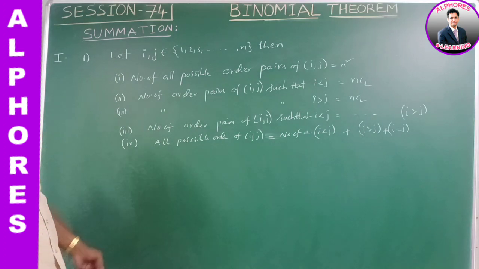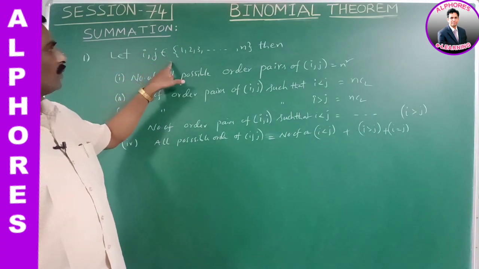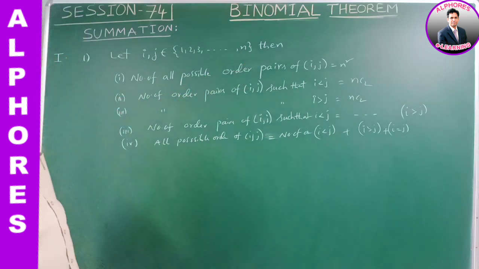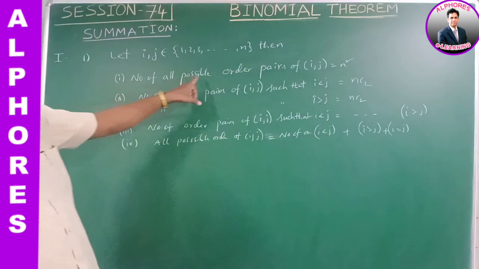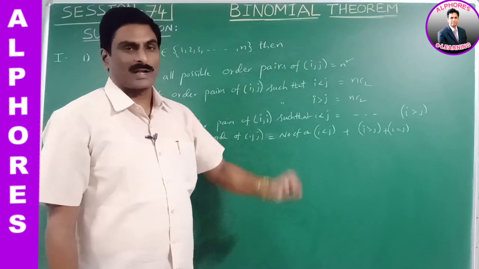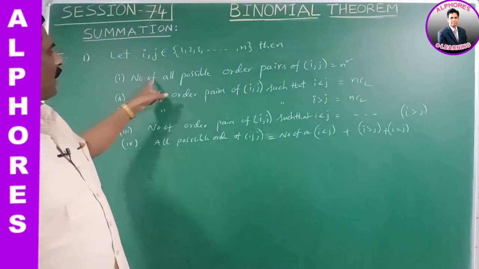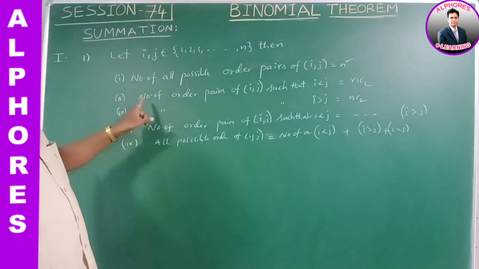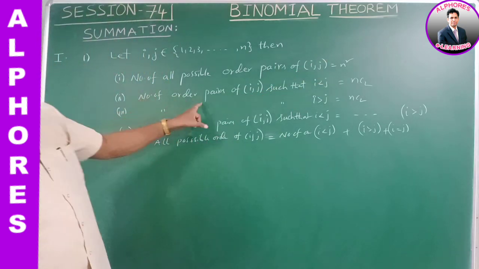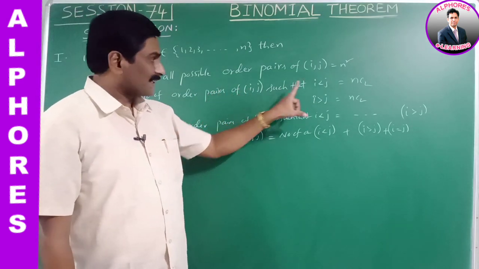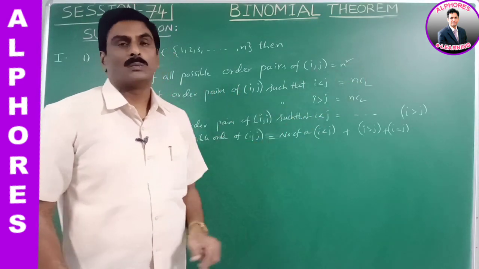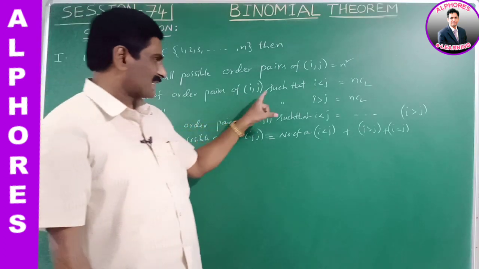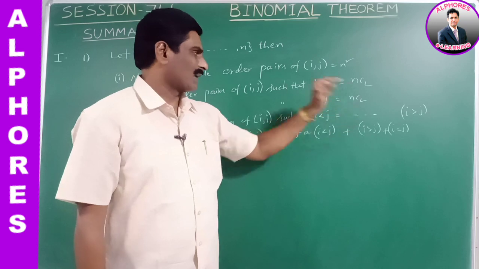First one, let i, j belong to 1, 2, 3, so on n. Then the number of all possible ordered pairs of i, j is equal to n square. Next, the number of ordered pairs of i, j such that i is less than j is equal to nC2. Next, the number of ordered pairs of i, j such that i is greater than j is equal to nC2.